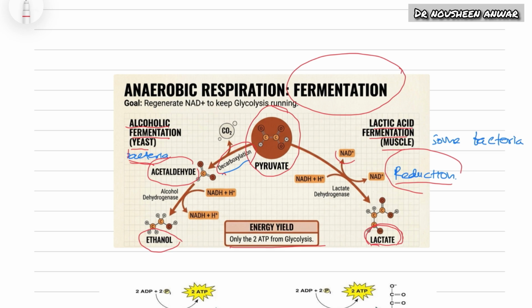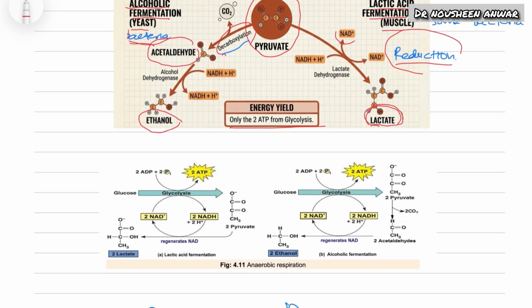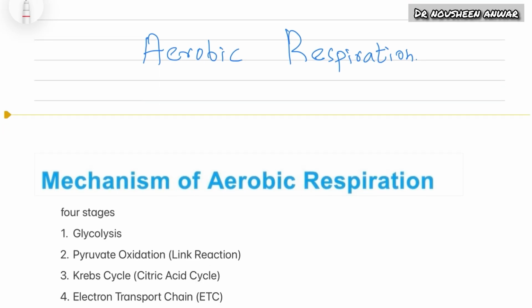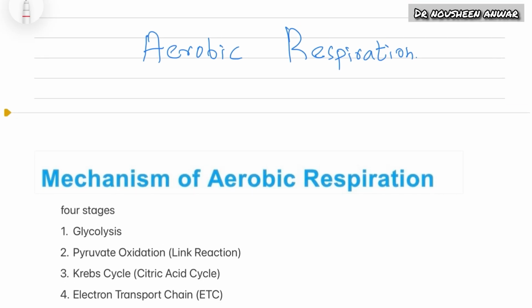Now let's move towards the main topic. This is the illustrated diagram which I already told you. Now move towards aerobic respiration. Aerobic respiration has 4 stages. Glycolysis is similar in both aerobic and anaerobic. Then there is the link reaction, which is called pyruvate oxidation, where the pyruvate molecule which is formed is oxidized. I will tell you about this process later. The third step is the Krebs cycle, which is also called the citric acid cycle, and the fourth is the electron transport chain.